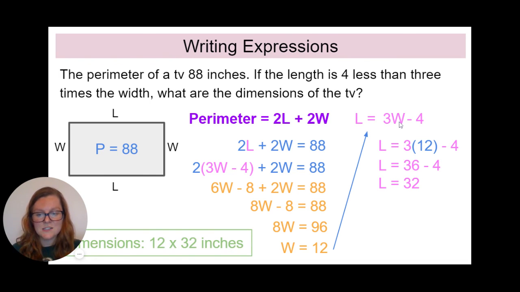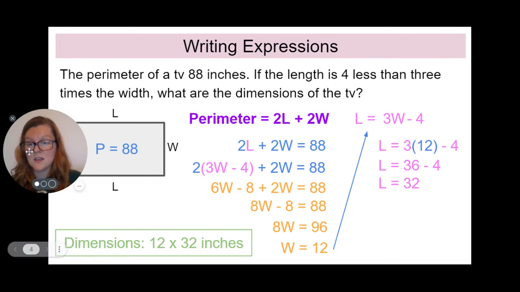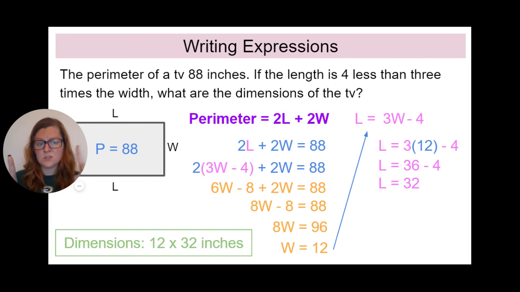And last but not least, I need to write my dimensions. They told me that we are talking about inches, so just make sure that you label your answer. If you wanted to tell me length equals 32 inches and width equals 12 inches, that totally works too. And we do a quick check. We're like, yep, that seems pretty reasonable. We didn't get a negative. We didn't get like a fraction. We didn't get like a really big number. So that looks good to me.